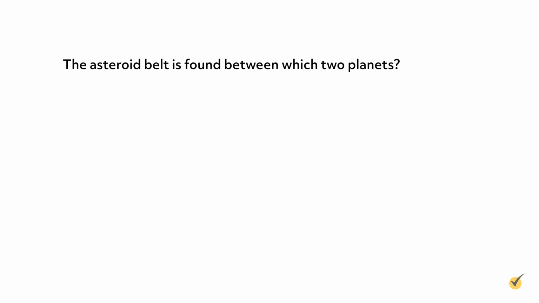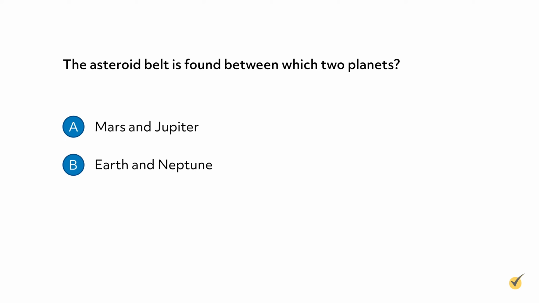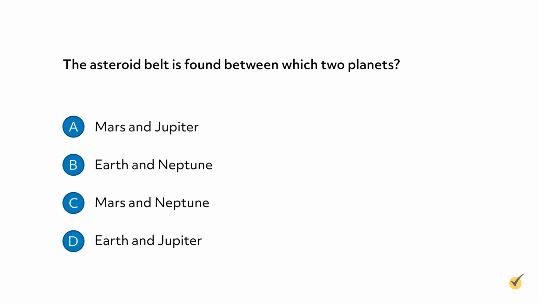Number 2, the asteroid belt is found between which two planets? A, Mars and Jupiter, B, Earth and Neptune, C, Mars and Neptune, or D, Earth and Jupiter? The correct answer is A. The millions of asteroids that form the asteroid belt can be found between Mars and Jupiter.